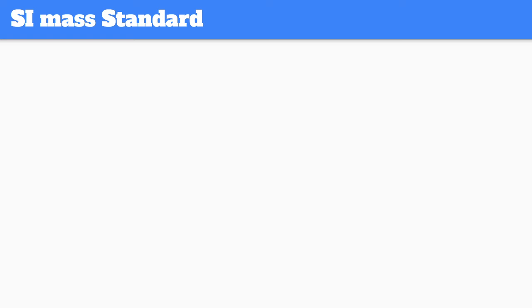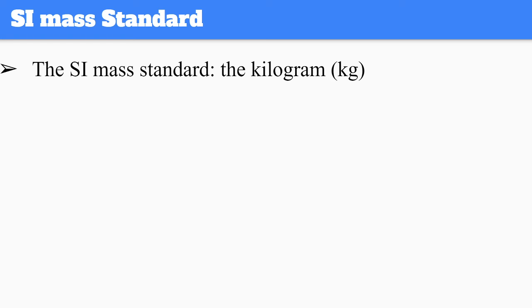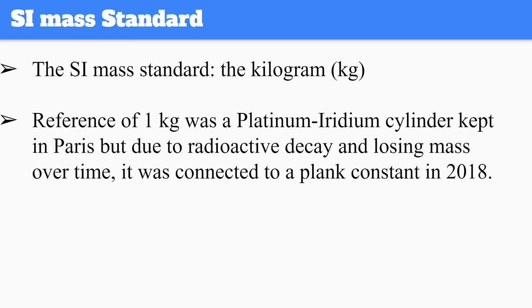All right, what about mass? What do we use to measure mass? We use kilograms. And what is a kilogram? That's kind of a recent change. It just happened 2 years ago. Until 2018, the 1 kilogram reference was an object. It was not a sphere, it's a cylinder. Well, two types actually: platinum and iridium.